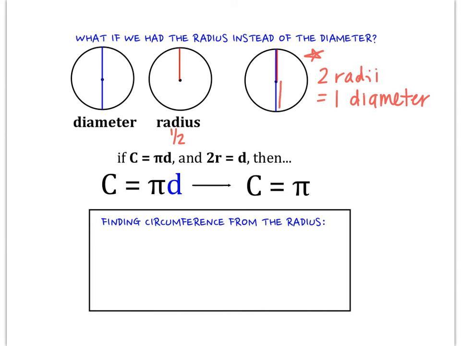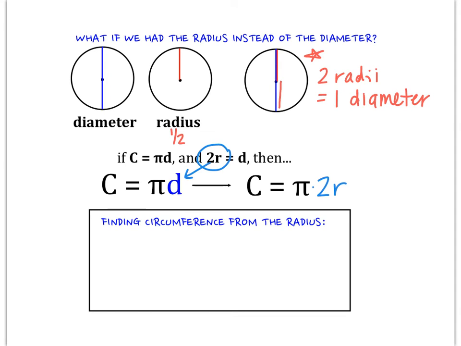So let's say I don't know the diameter of a circle, but this time I know the radius. If I want the circumference, and I know that before I did pi times the diameter, well now I need essentially double that because I'm only working with a radius. So instead of diameter, I'm going to put in 2r where the diameter used to be because I know that 2 radius is the same as 1 diameter. So I would do pi times 2r.